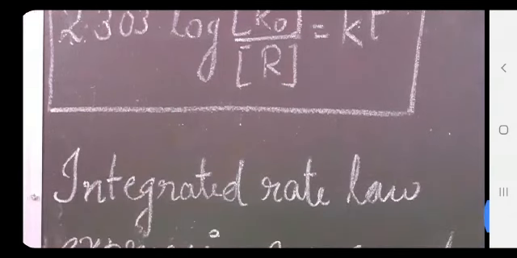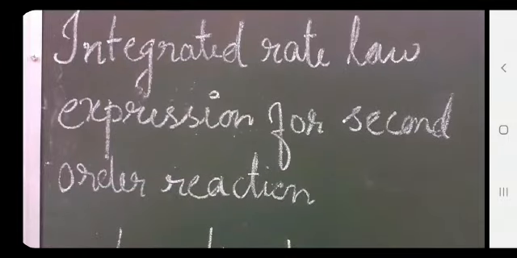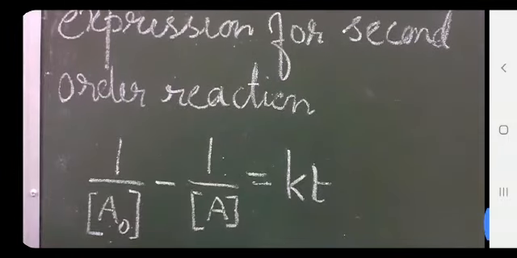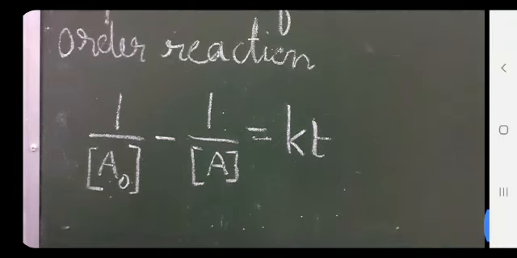Here we have the integrated rate law expression for the second order also, but here you have only been given the expression, and the derivation of this one is not given in your syllabus. So you people need to know about the expression only, that is 1 upon concentration of A minus 1 upon concentration of A naught is equal to kt. That is the expression for the second order.